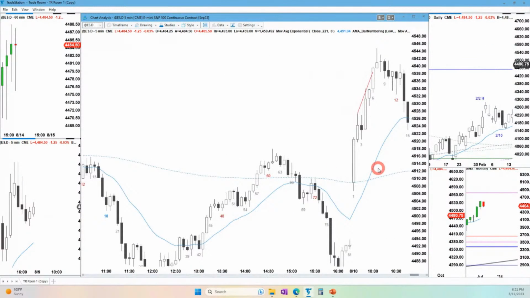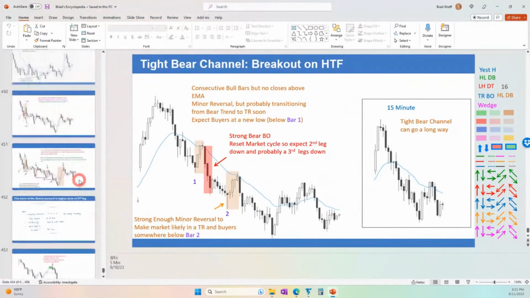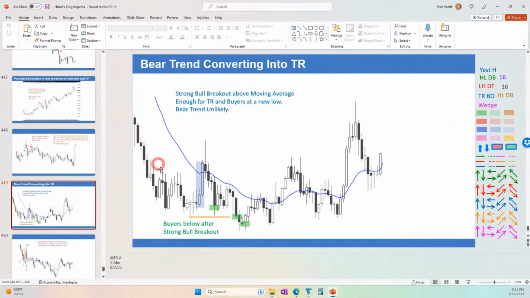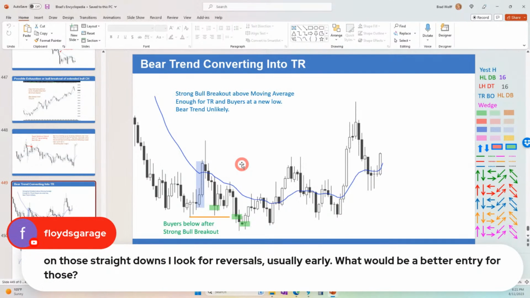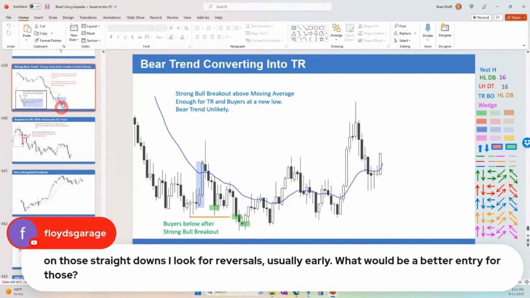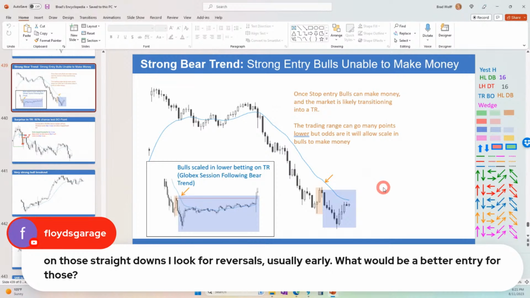What I'm always looking for, and here's another example that you might find helpful, in a small pullback trend, I'm looking for signs of strength. I want to see a strong upside breakout that completely damages the case for a small pullback trend. I'm always looking for a strong breakout that damages the case for a small pullback trend. So here's an example from a couple of weeks ago.